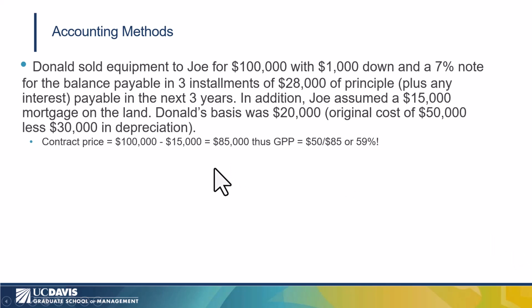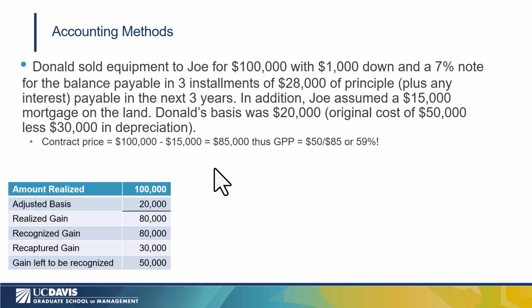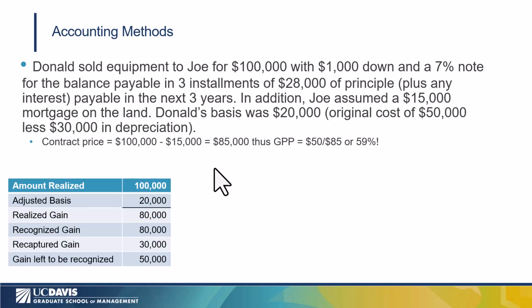Less 30,000 in depreciation. So that's where we got the basis. Okay, so what is the contract price, right? Well, the first thing we need to do is recalculate our gain. Because remember, we cannot use the installment method against recapture. So I'm presuming you've covered recapture. If you haven't, then this won't make any sense to you until such time as you have covered it. But I'm pretty sure it's getting covered this semester by Will.